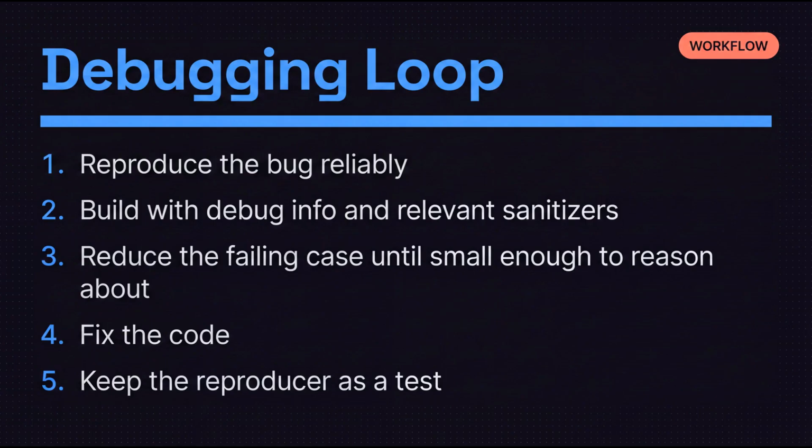A debugging loop that scales to any project size. 5 steps. First, reproduce the bug reliably. If you can't reproduce it, you can't fix it with confidence. Find the input, the sequence of operations, or the timing that triggers the failure consistently. Second, build with debug info and relevant sanitizers. Debug symbols let you step through code.